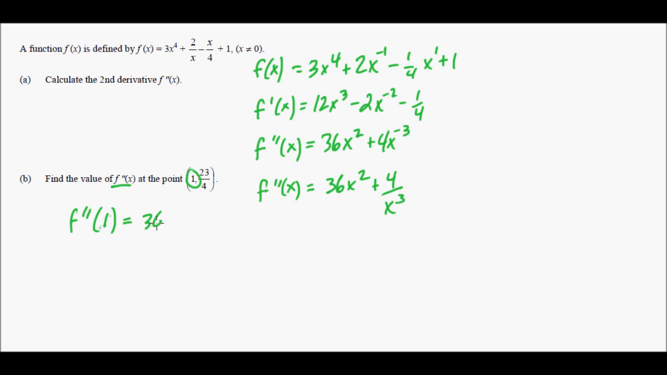Okay, so 36 times 1 squared plus 4 over 1 to the 3rd power. Okay, so that's just what? That's 1 times 36, 36. That's 4 over 1, so the 4. So this equals 40. Okay, so the second derivative at 1 equals 40. Okay, and we're all done.